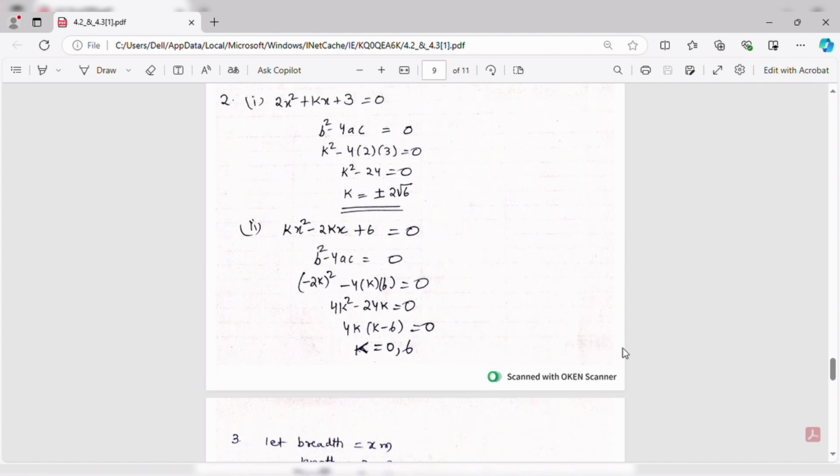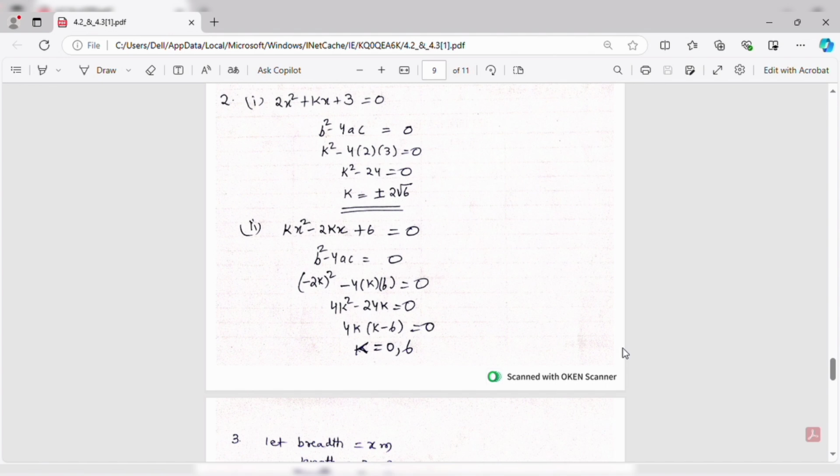Second question is, we have to find value of k for which the following quadratic equations have two real roots. If the roots are real, then you have to remember that the discriminant would be 0. So we will put discriminant as 0 and we will solve for k.